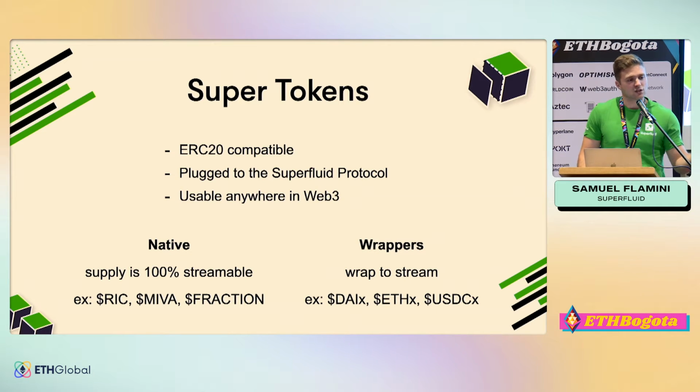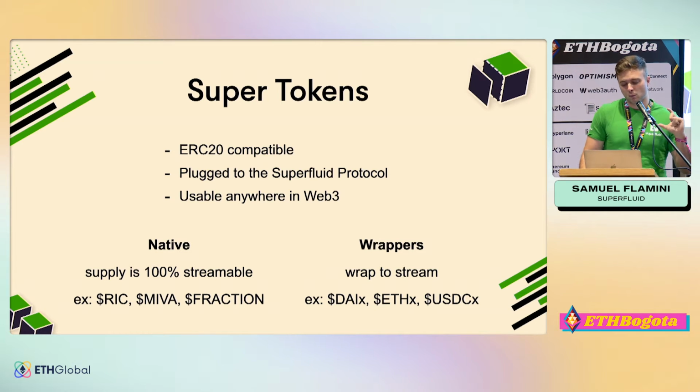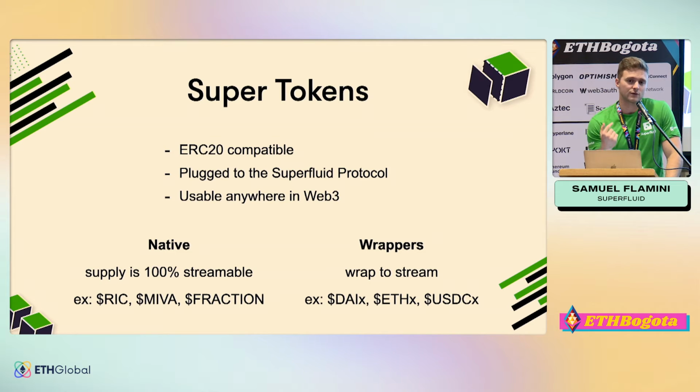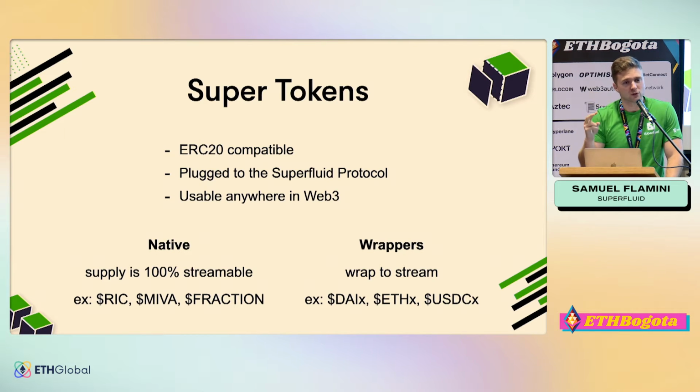So for existing ERC20s, or even native assets like ETH, AVAX, Matic, or other native assets on other chains, we've built wrappers, right? So you can go wrap USDC. Actually, right now, my salary is paid using a wrapped version of USDC called USDCx. If you see the X appended to the end of a symbol, it just means that it's a super token, right? It's a wrapped version of that existing asset that enables all of the streaming functionality, right? It's a wrapper super token.